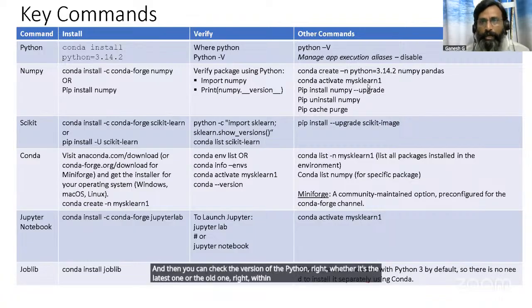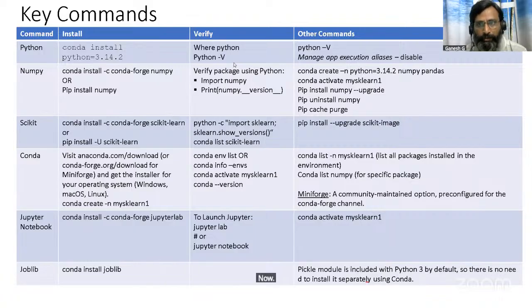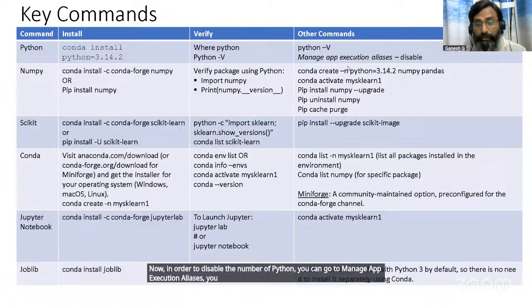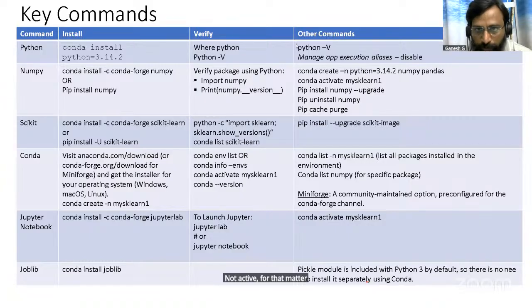Now, to disable the extra Pythons, you can go to manage app execution aliases. You can run it on Windows, and then disable those which are not required or something that you are not active with for that matter. So this is also something you can execute.